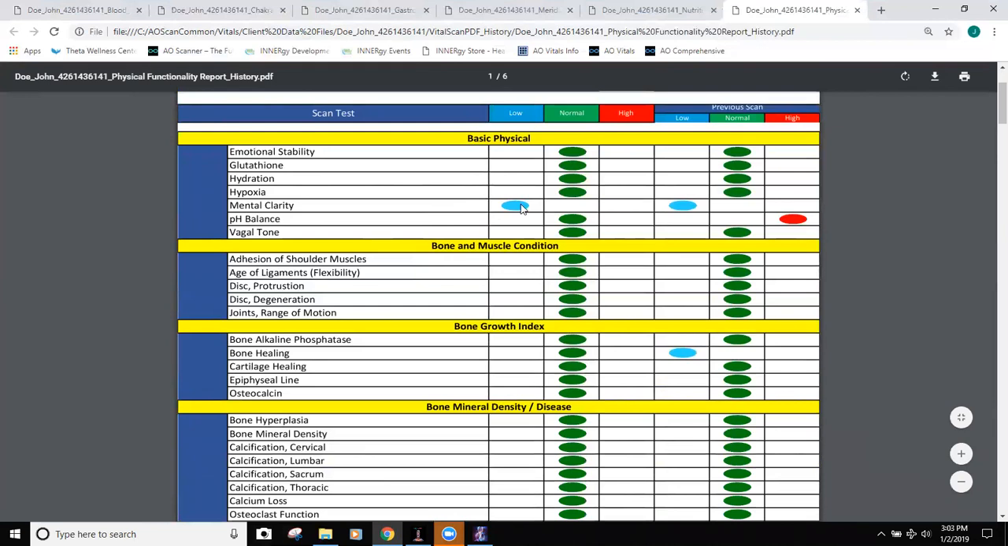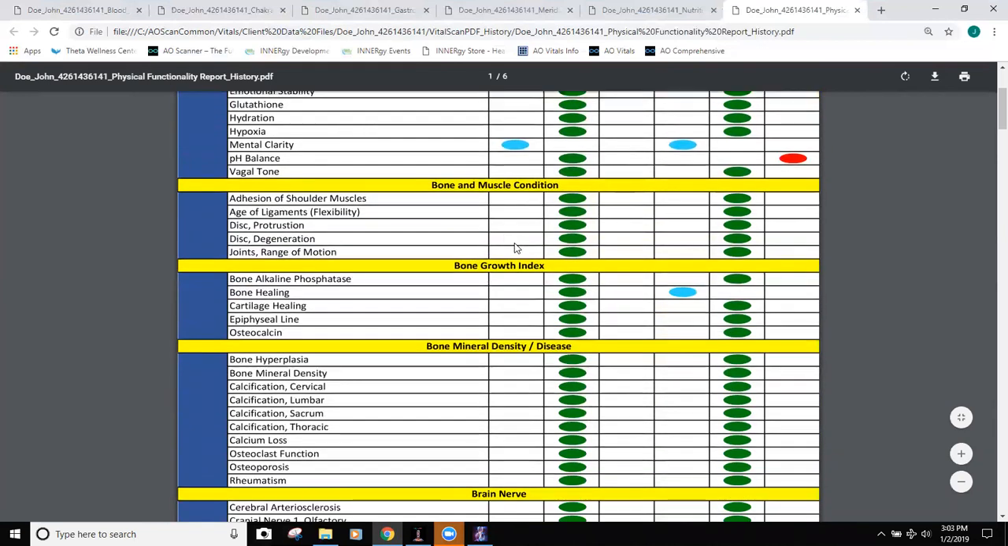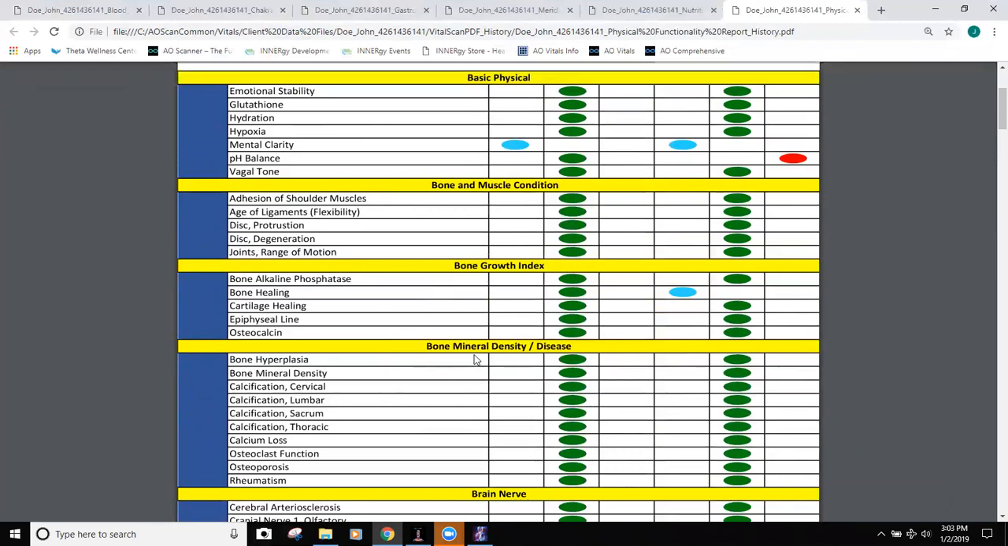Come down here, mental clarity is a little on the low side. Bone and muscle condition. The reason why there's so much having to do with bone density and bone growth here is that this was originally designed for the Soviet and Russian space system. So they needed a way to measure the cosmonauts who are in the International Space Station for extended periods of time. And as we know, in space, the people up there lose bone density due to the lack of gravity.